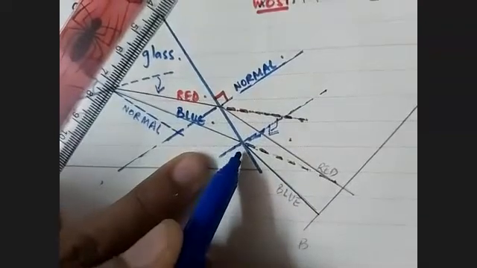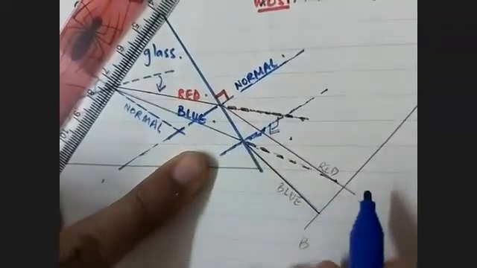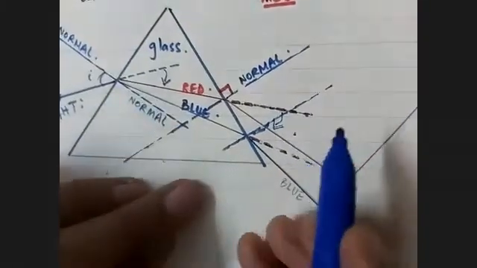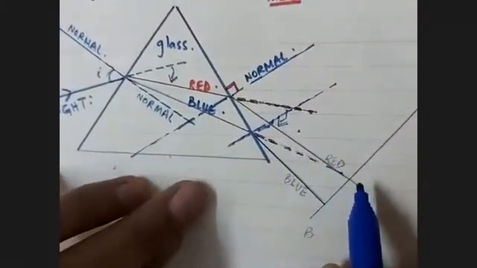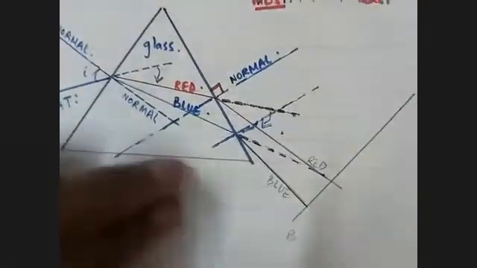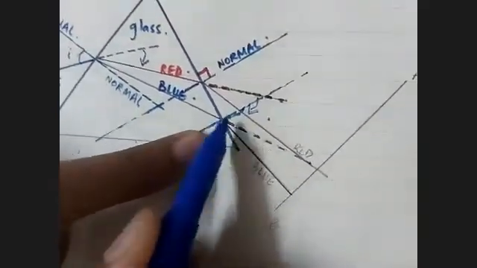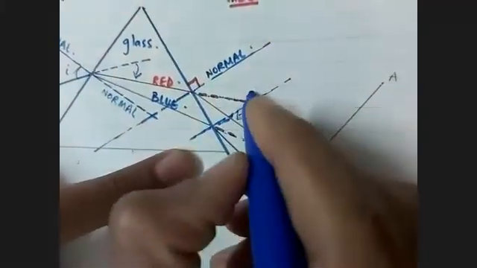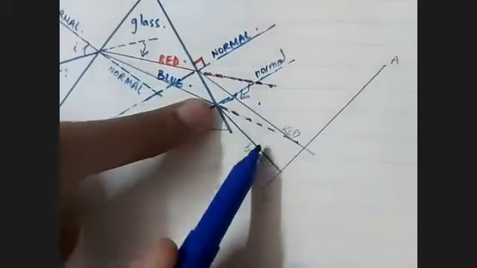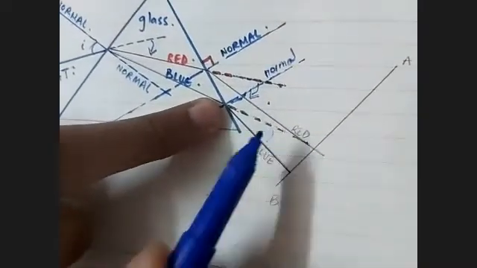But they don't end up together again. They will not end up together. But then how come they were together in one line at the start? Okay, wait. So now this was the normal. This is the normal again. So now blue moved away from the normal.